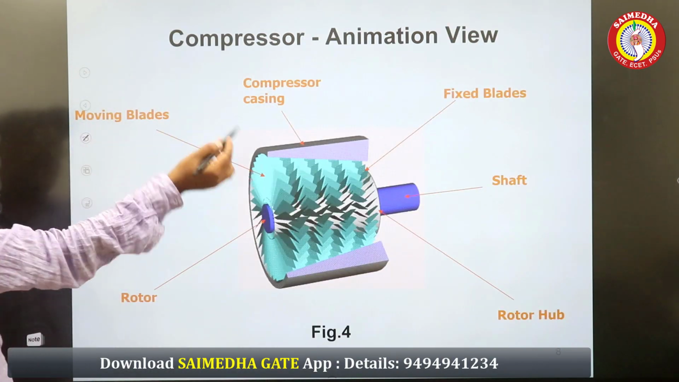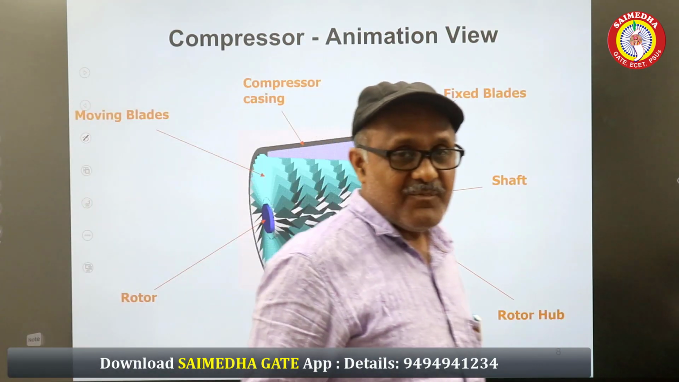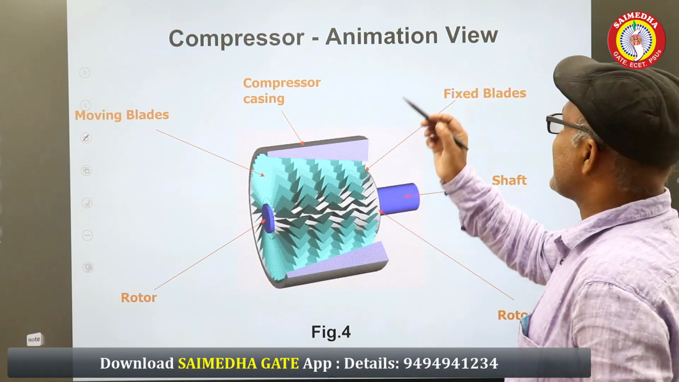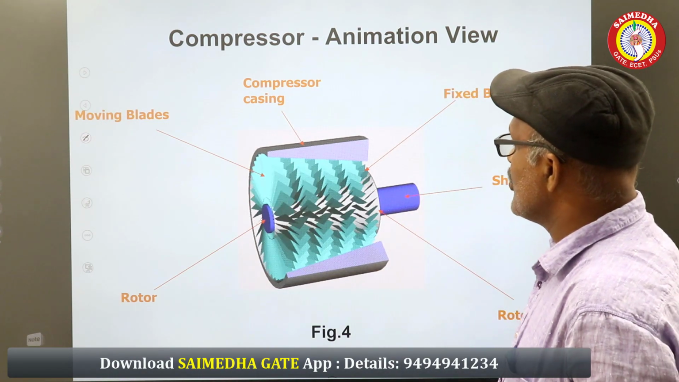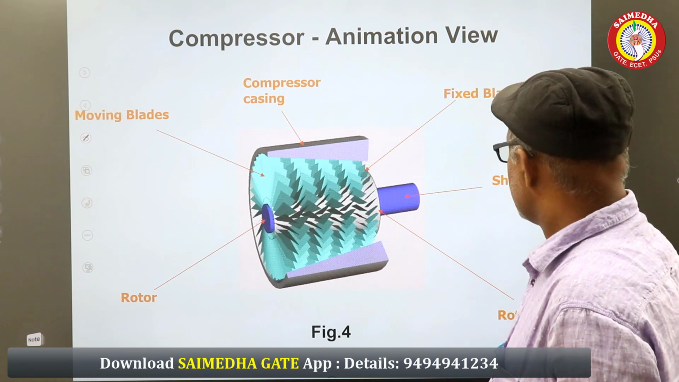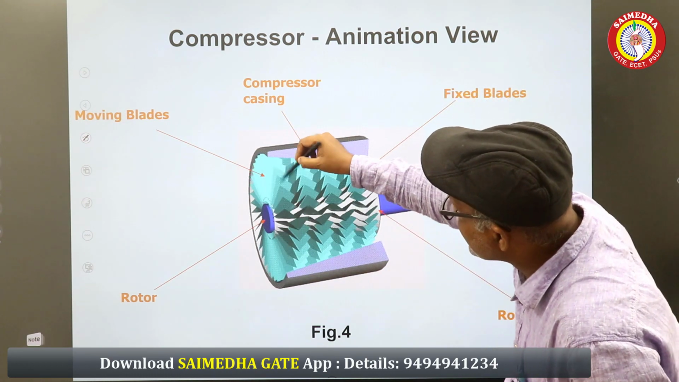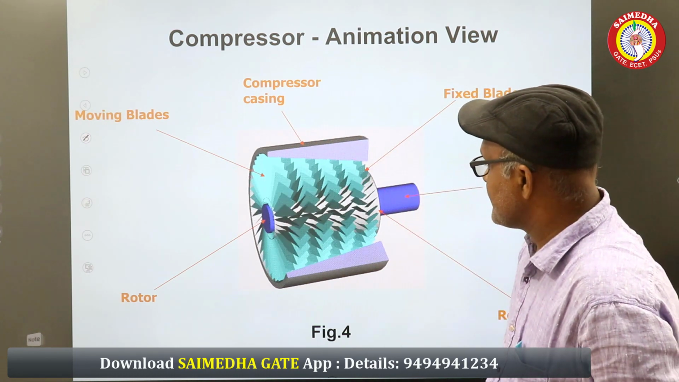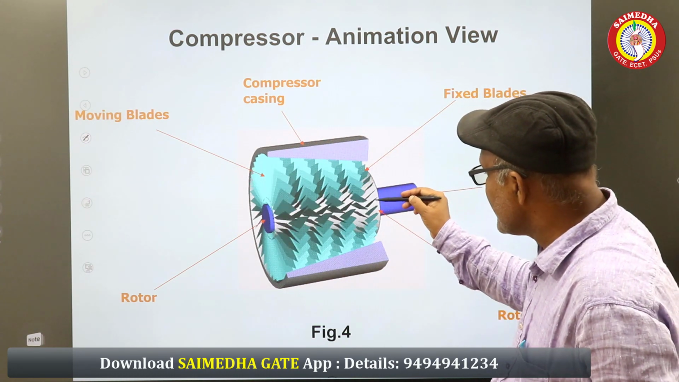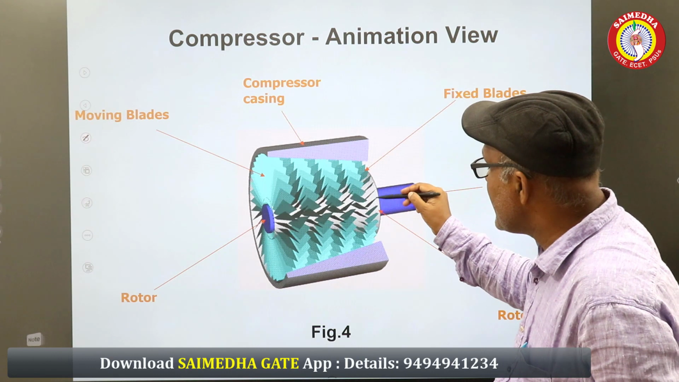Next one. See, it's a beautiful animation. This is a compressor. This is the animation view. It is a casing, my dear friends. These are the fixed blades. These are the moving blades. The blades that are rotated are the moving blades. So these are the fixed blades, my dear friends.